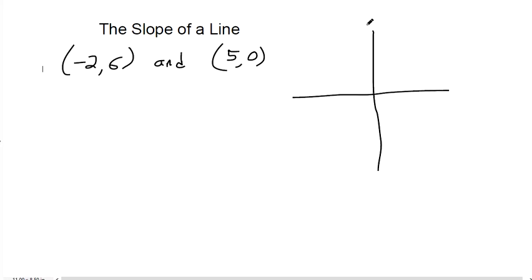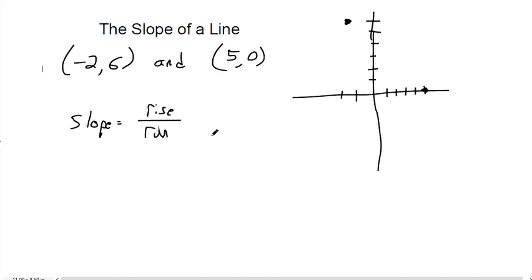And one way of finding a slope is you can plot the points. So -2, 1, 2, 3, 4, 5, 6. -2 on the x, 6 on the y, there's our dot. And then 5 on the x, 0 on the y, put a dot. And a slope is just the rise over the run in a fraction form.